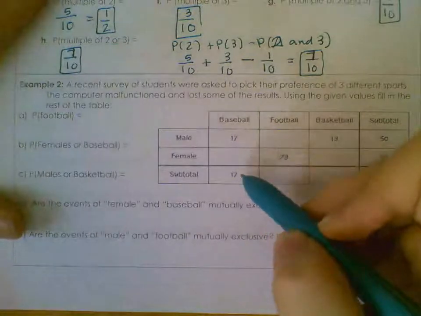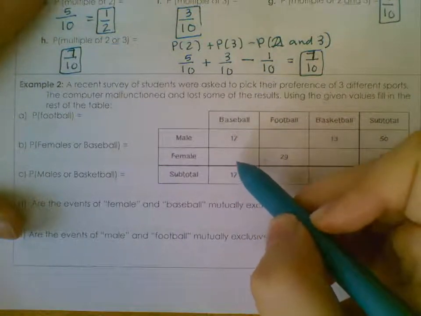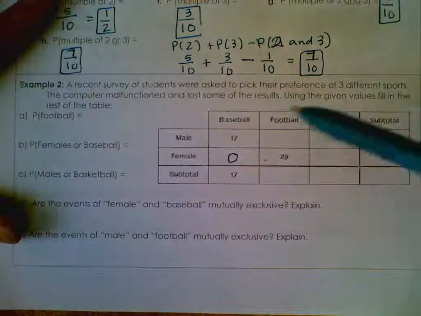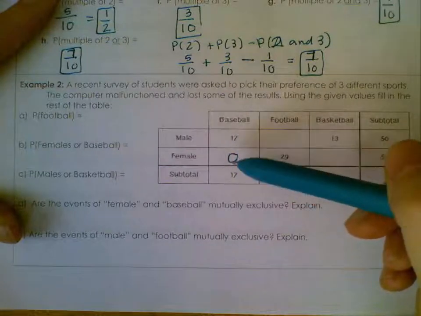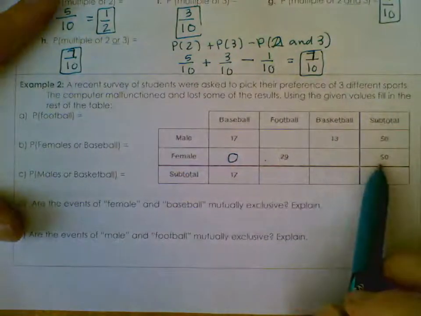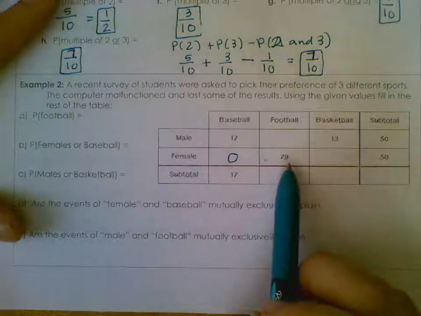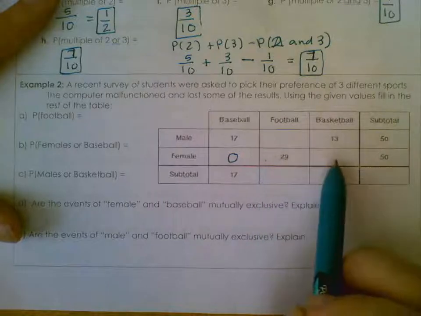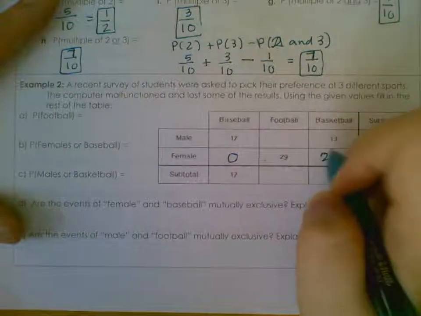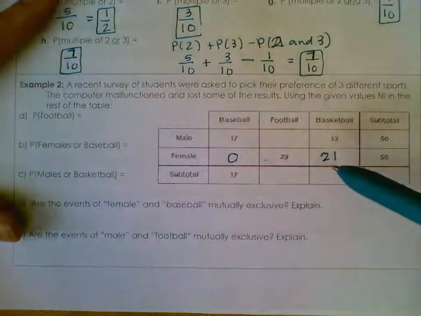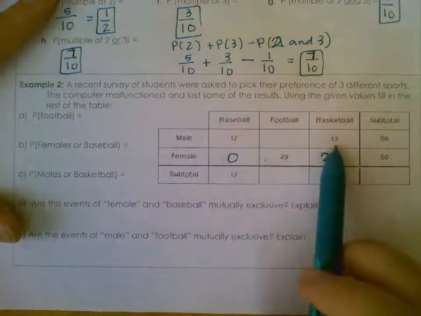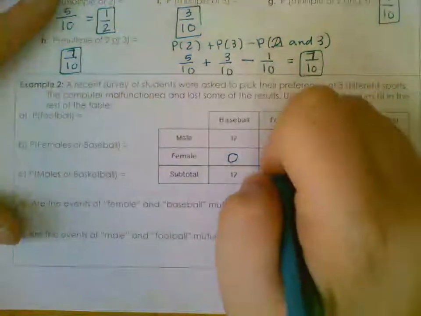So again, these need to add up to 17. So 17 plus what gives me 17? Well, that means 0 numbers. 0 females would like baseball in order for that column to work. What else can we add up? We know this row needs to add up to 50. So 29 is the number that we have. What do we need to get 50? So we need 21 females who like basketball in order for that row to equal 50. And then for this row, 17 plus 13, that's 30, so we need 20 more.